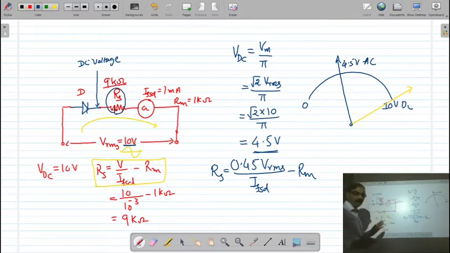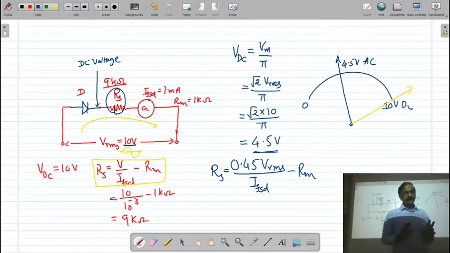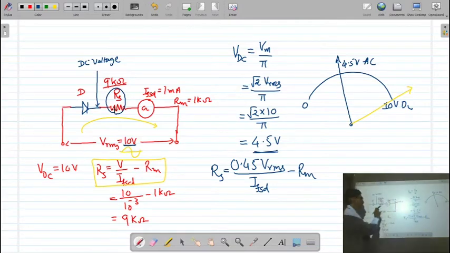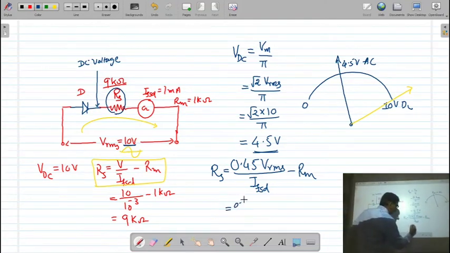So here, if you have the 9 kilo ohm, then the sensitivity will be less, and that is why we have to change the value of Rs. And that value of Rs you can calculate with the help of this. So in our case, it is 0.45 into 10 volt divided by 1 milliampere, minus Rm.